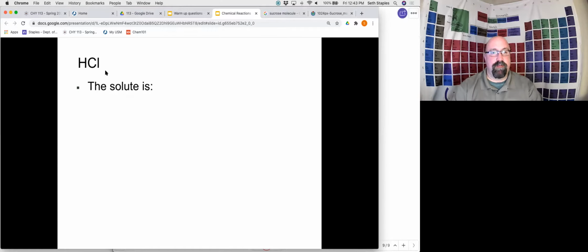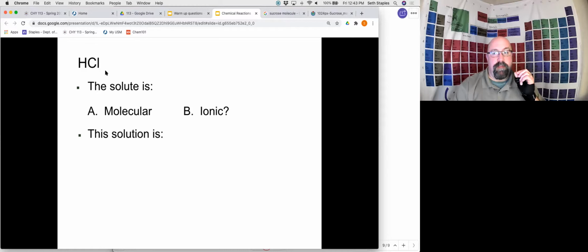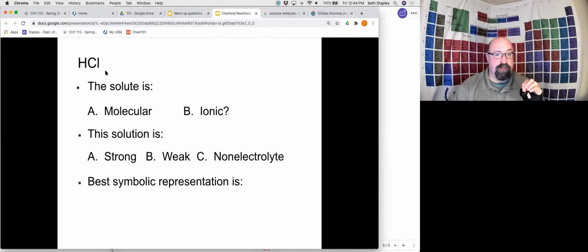Finally, HCl. We ask ourselves, is it molecular or ionic? Now this one is made up of 2 nonmetals. So we would actually classify this as molecular according to the rules that we've talked about. Hydrogen's a nonmetal, chlorine's a nonmetal. But we have to recognize that it is one of our acids, hydrogen in front with our chlorine. So this is hydrochloric acid. Hydrochloric acid is one of our strong acids. It tells us that it is going to be a strong electrolyte, and therefore we're going to represent it as such.